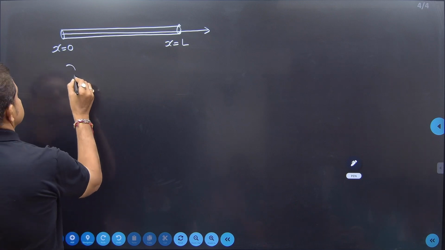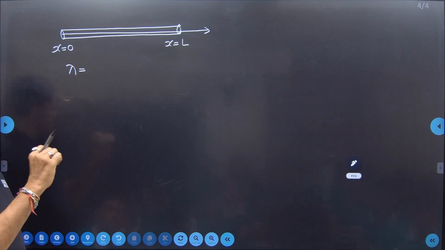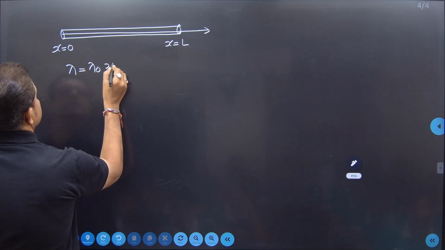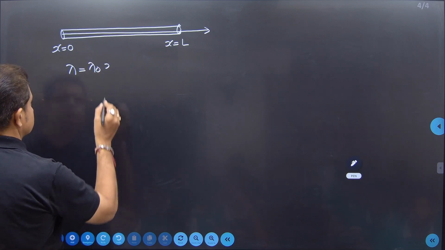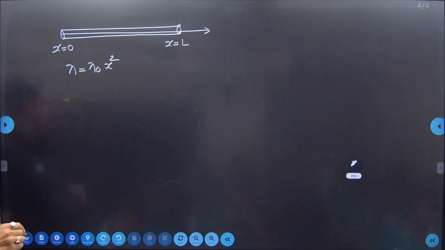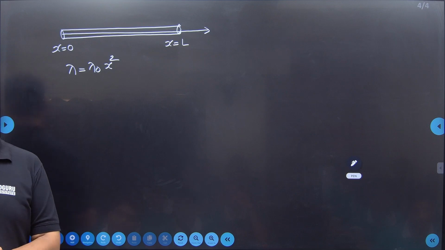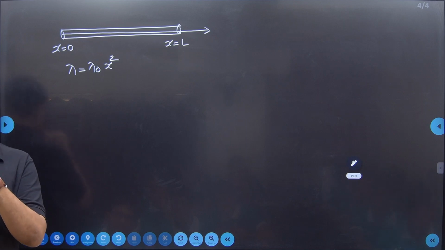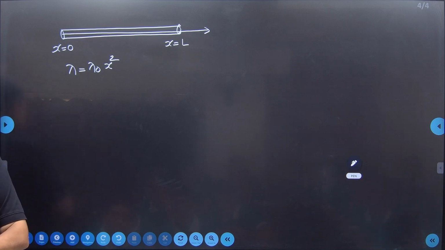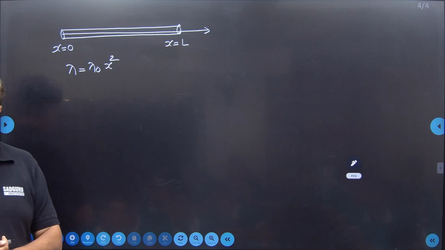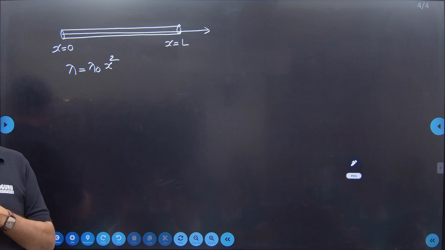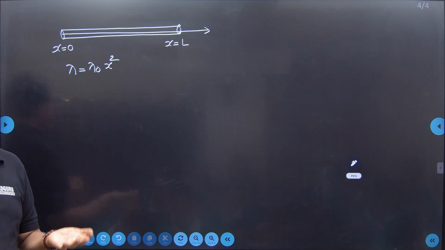Suppose you are given that for this linear mass distribution, the linear density of mass is lambda naught x, suppose lambda naught x squared. We are asked to find the center of mass of this rod. Mass is not uniformly distributed. But one thing is sure, that the center of mass is on the x-axis. The complete mass distribution is on the x-axis, so definitely the center of mass is also on the x-axis.